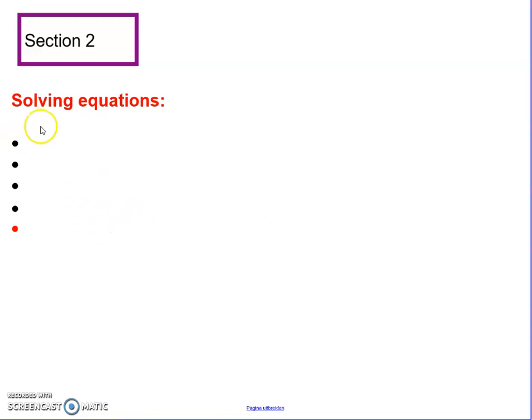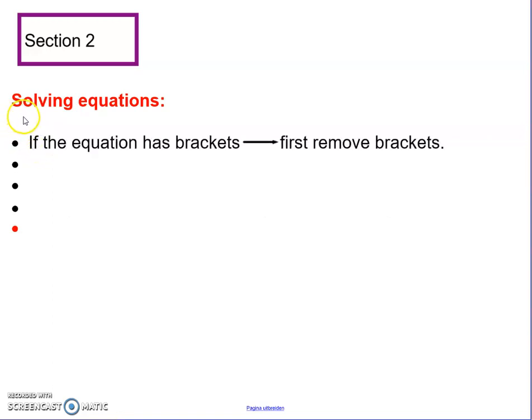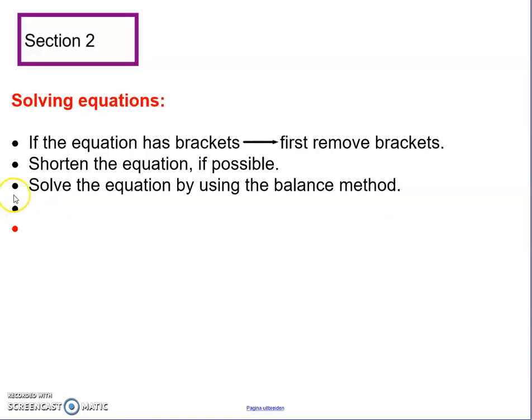First, I'm going to tell you some rules you need to follow when you want to solve an equation by using the balance method. So let us look at those rules, and then I'm going to show you a few examples. First, if the equation has brackets, always first remove brackets. The second rule, shorten the equation if possible. And then, when you've done those two steps, if necessary, next step is solve the equation by using the balance method.